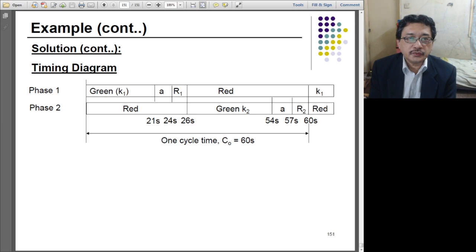For phase 2, we know that the green K2 is 28 seconds, so starting from 26, we add 28 and it becomes 54 seconds. Then we add another 3 seconds for the amber to become 57, and finally we add the all-red time of 3 seconds for the second phase, which becomes 60 seconds. This will become one cycle time as calculated, which is 60 seconds.